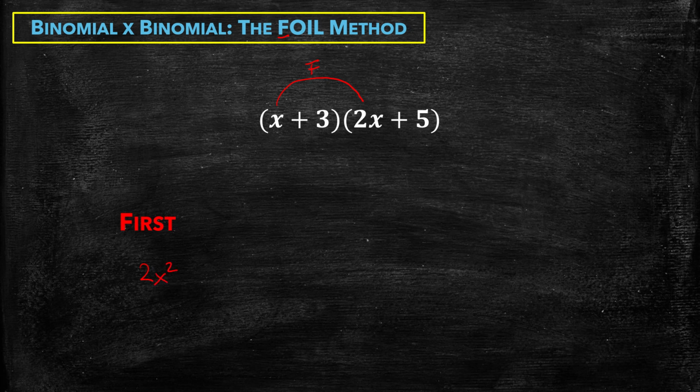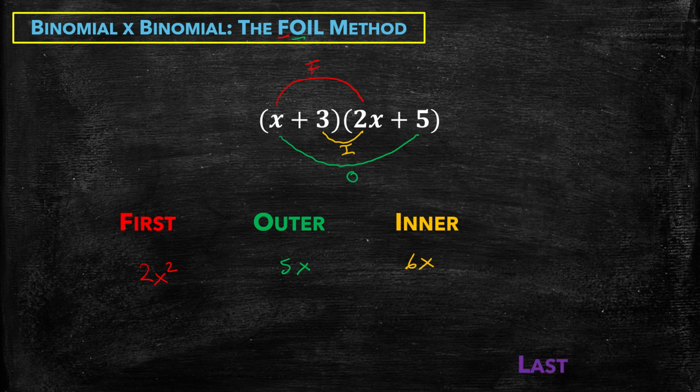And what does the O stand for? O is the outer terms. That means the outermost terms. So that would be the x times 5. So that's 5x. I is for inner, the innermost terms, the ones closest to each other. So that would be 6x. And L is for last. I guess I forgot to color code up here. Pardon me, the I is the orange, and L is for the last terms, and that would be the 3 times 5. So that would give 15.